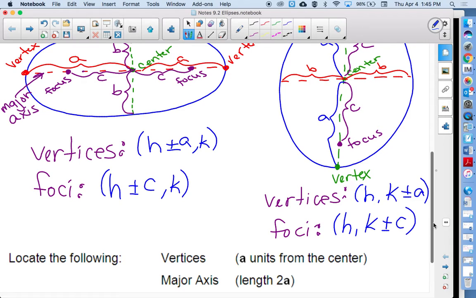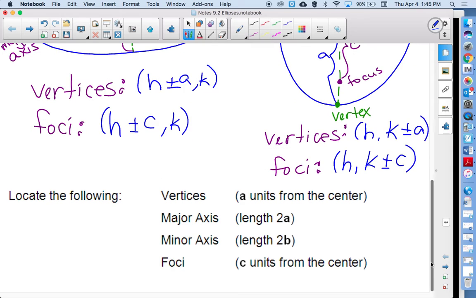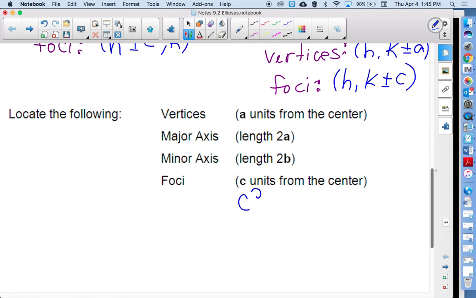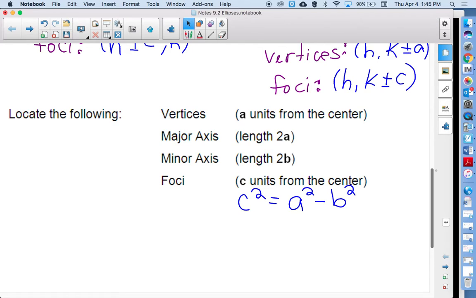So there's one thing that I need us to write before we flip and look at the equations, and that's actually how do we find C? So underneath here, C squared is equal to A squared minus B squared. And I'll kind of tell you why as we look at the equation. But we're pretty much taking the two distances, the major axis, which is the longer one, subtracting the shorter one, and those two values then give us the distance that C would be from the center.